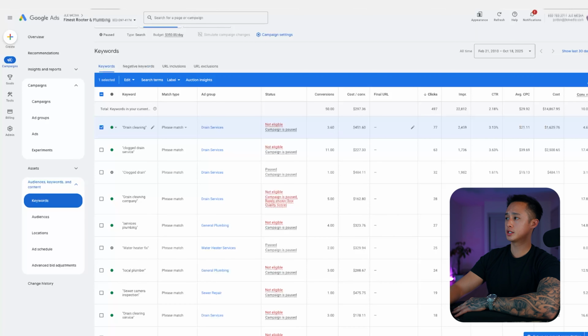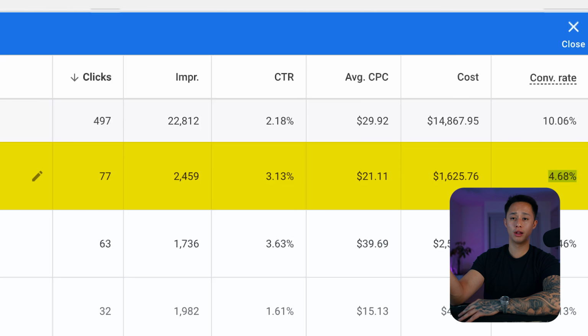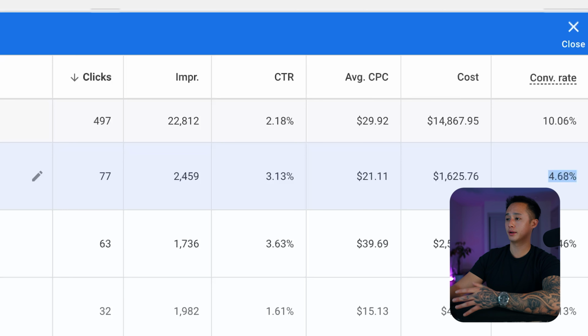Okay. So with the keywords, we're looking at clicks. For this example, drain cleaning, we got 77 clicks. We spent a total of close to $1,700, and our conversion rate is less than 5%. So that means that this keyword is clearly not working. We know that the average conversion rate for this specific campaign is between 8 to 12%, and we are below that after spending $1,700 and getting 77 clicks, which means this keyword isn't working for this campaign. And so we would want to pause, not the campaign, but this specific keyword.